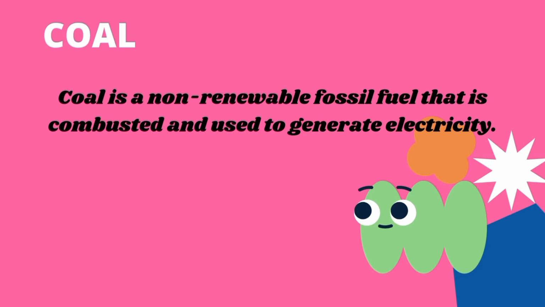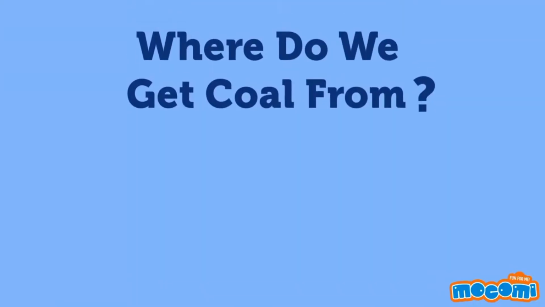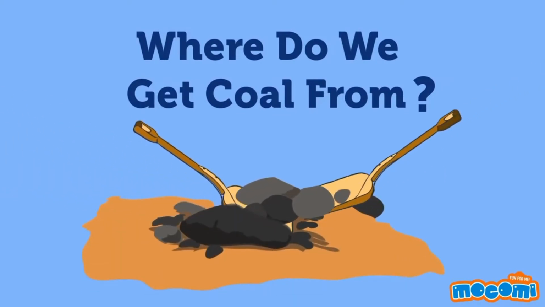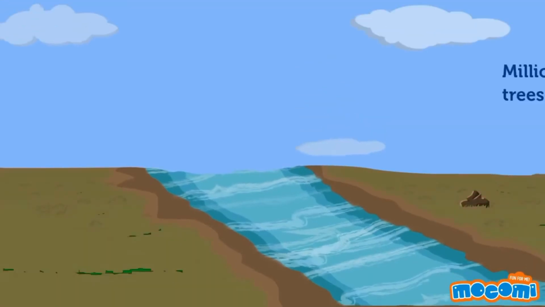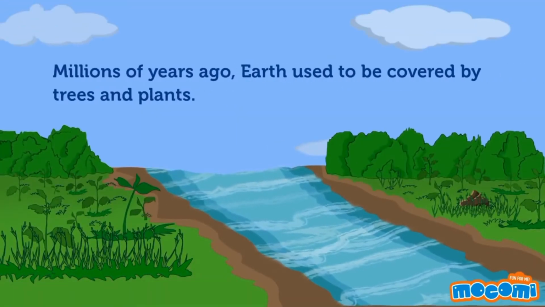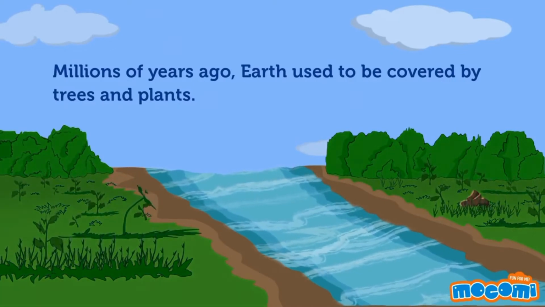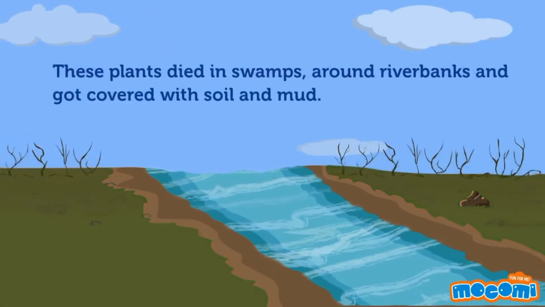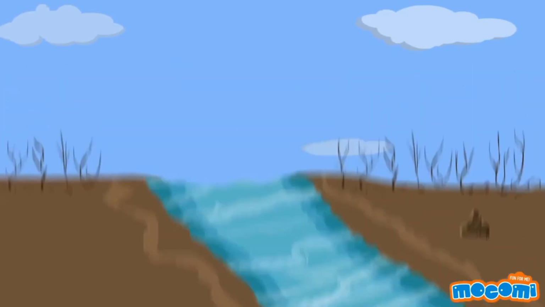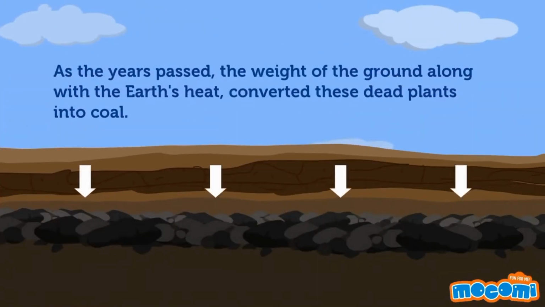Next, I'll be introducing a video that will give you a detailed explanation on the formation of coal. Where do we get coal from? Millions of years ago, the earth used to be covered by trees and plants. These plants died in swamps around river banks and got covered with soil and mud. As the years passed, the weight of the ground along with the earth's heat converted these dead plants into coal.